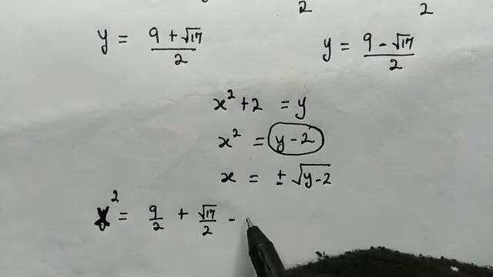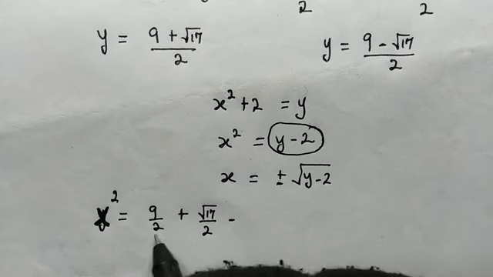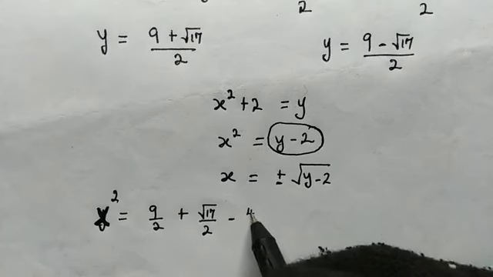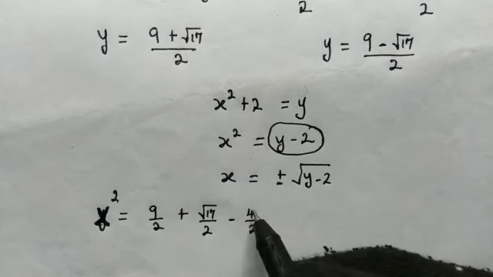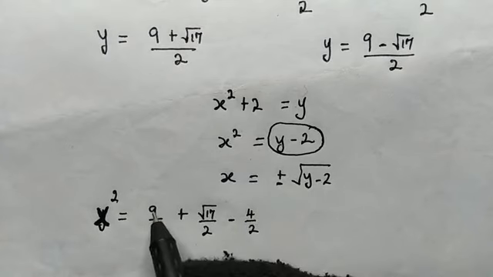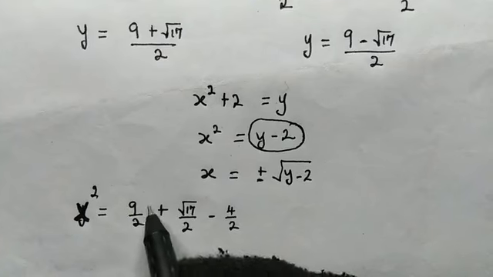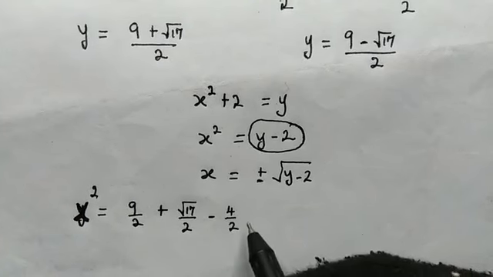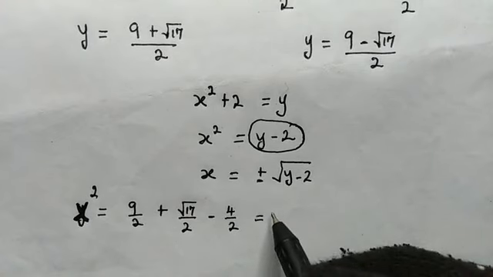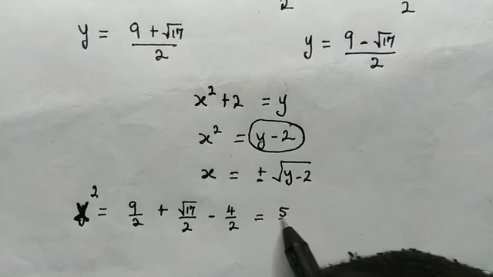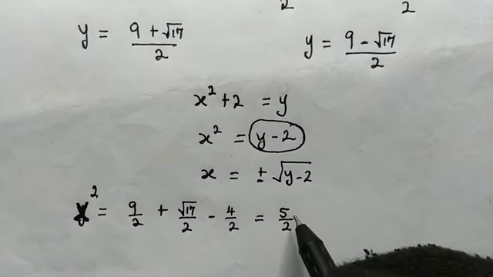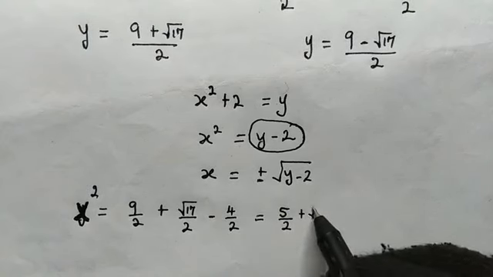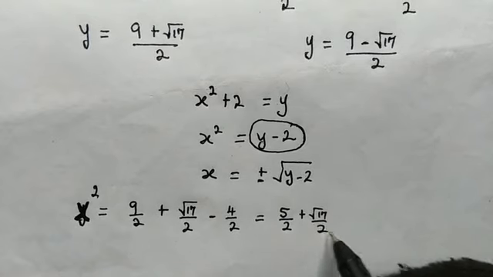So we're subtracting 2, for which we can make a denominator that will be equal with these denominators here. So let us put it as 4 all over 2. We all know 4 divided by 2 is 2. So we can easily subtract 4 over 2 from 9 over 2. 9 minus 4 is 5. So that will be 5 all over 2, right? Then plus root of 17 divided by 2.